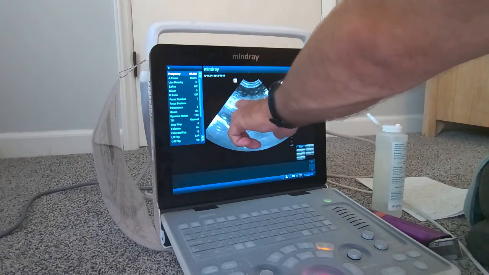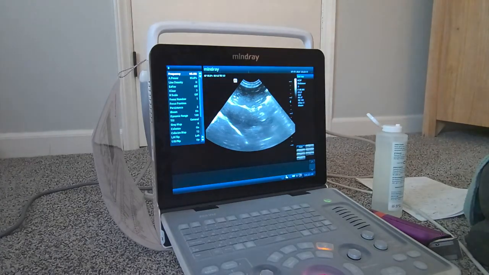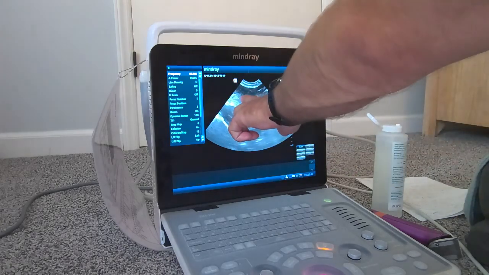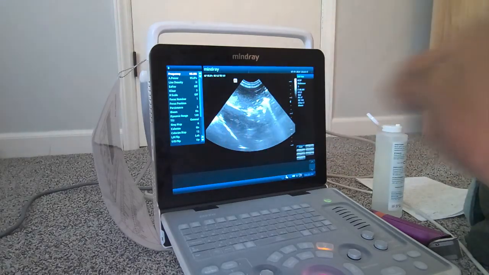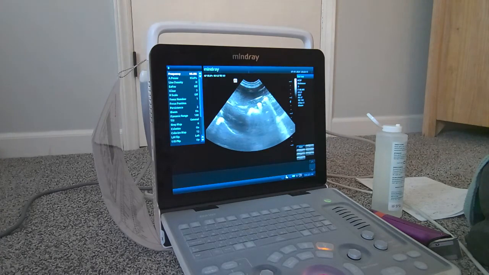It's got a little bit of a hyperechoic capsule around the outside of it, but you can see the spleen is a little hyperechoic compared to the liver, so a little brighter on there. And also when you look at the texture of things.